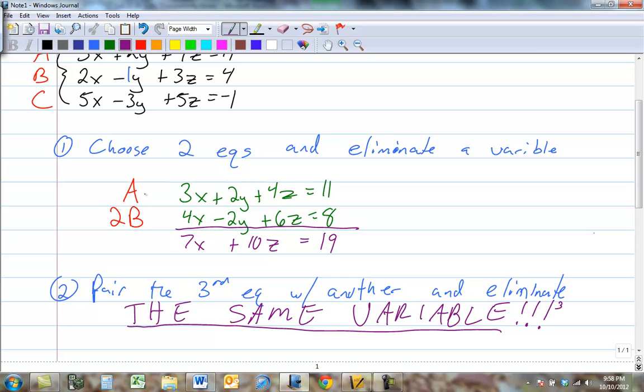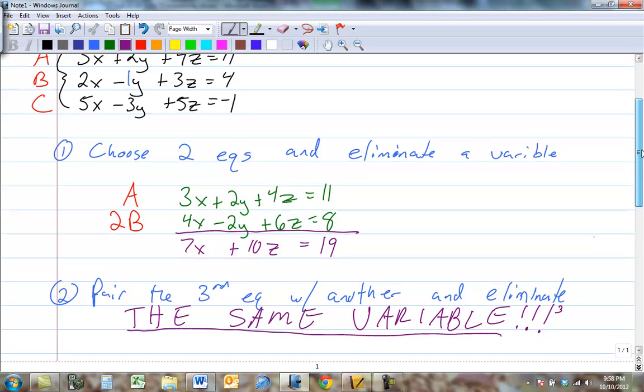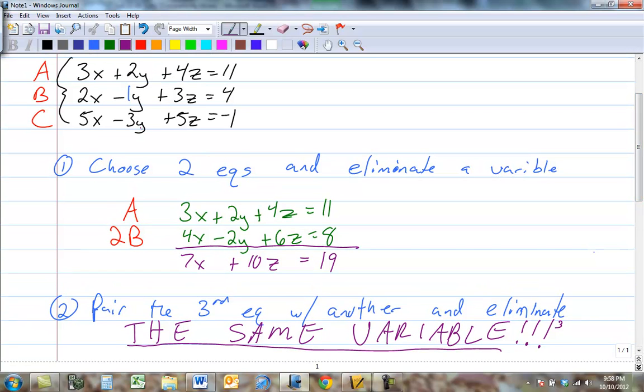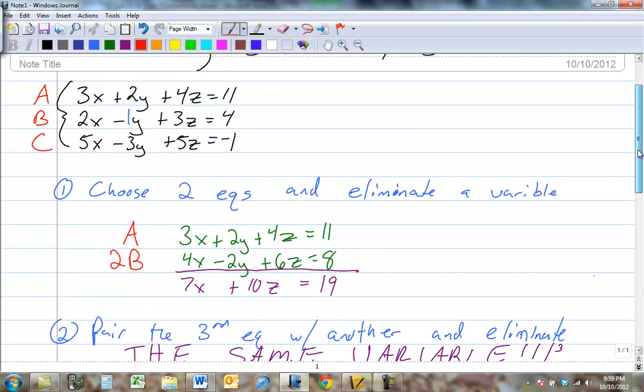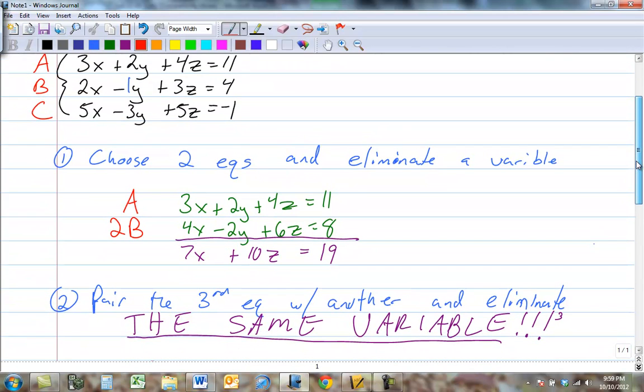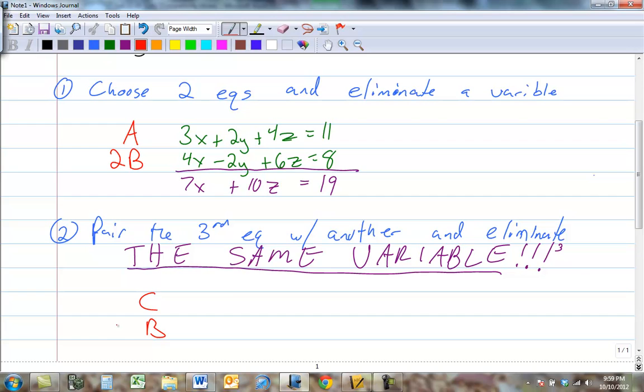So, we used A and B. We have to choose C this time. We have to choose C. Now, we're going to eliminate the y. So, do we want to use A or do we want to use B when we pair it up with C? I'm going to use B. And I'm going to go with B, but what am I going to do with B so that I eliminate the y? I'm going to multiply by negative 3B.